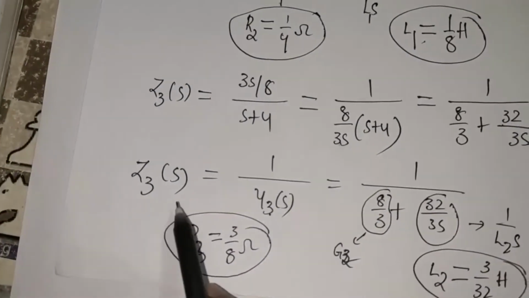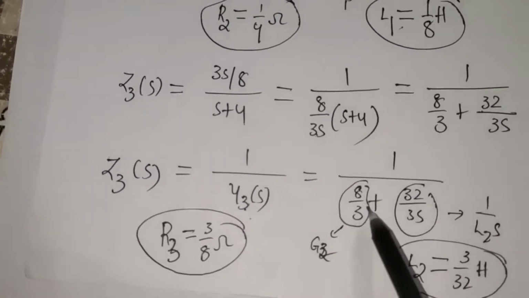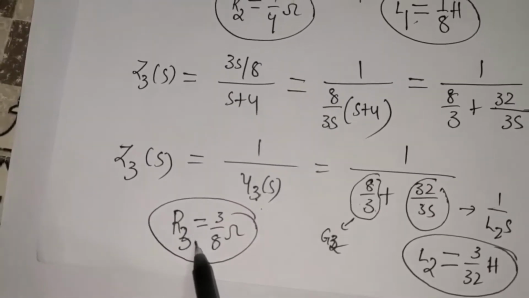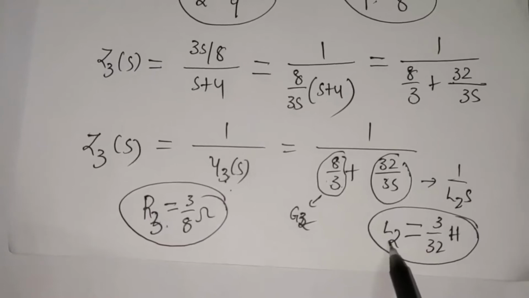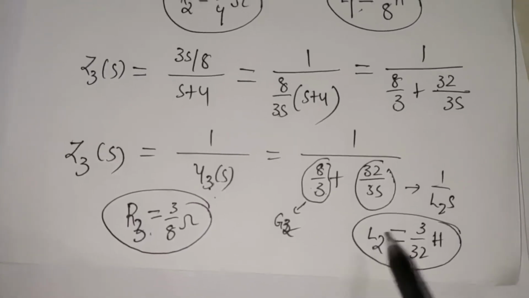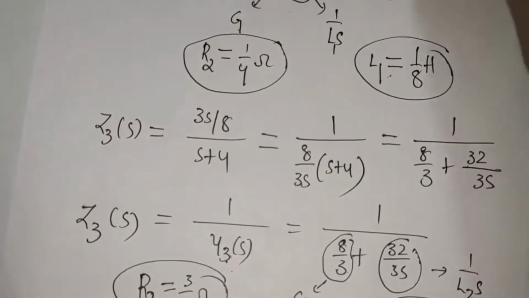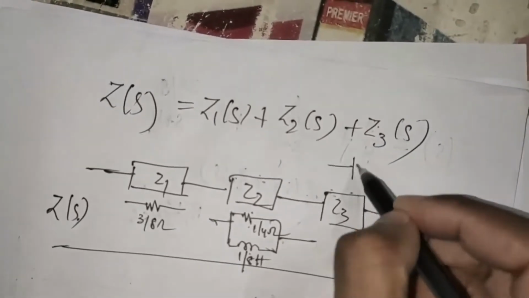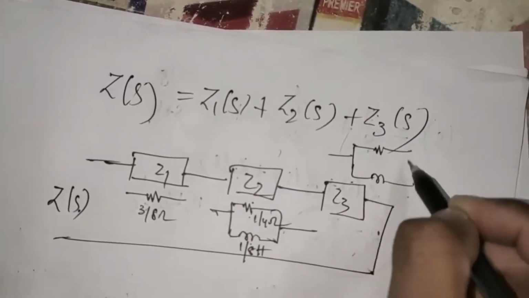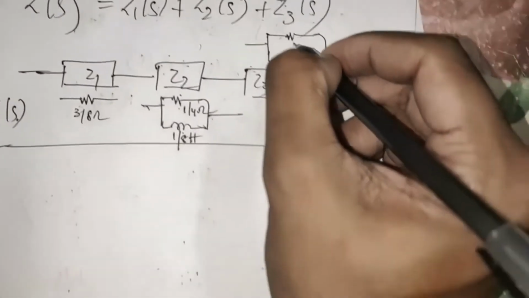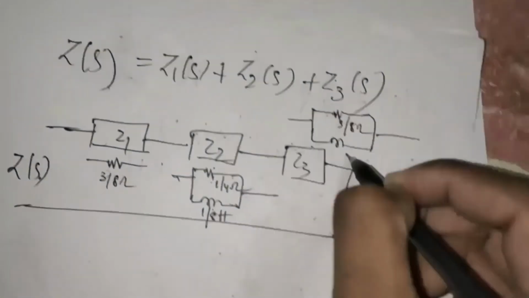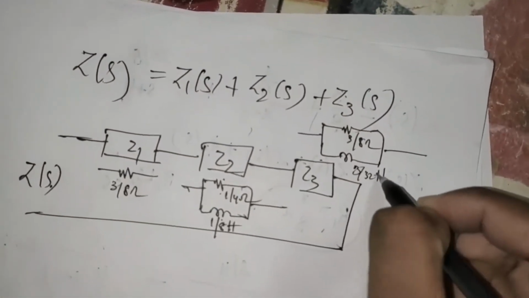Similarly, Z3. Z3 we have indicated as 1 by Y. Since here also admittances are added, these two elements, that is resistor 3 by 8 and inductor 3 by 32 Henry, will be in parallel. But this parallel combination again should be in series with the previous impedance Z2. So here also Z3 indicates the parallel combination of resistor and inductor, where the resistor value is 3 by 8 ohms and inductor value is 3 by 32 Henry.